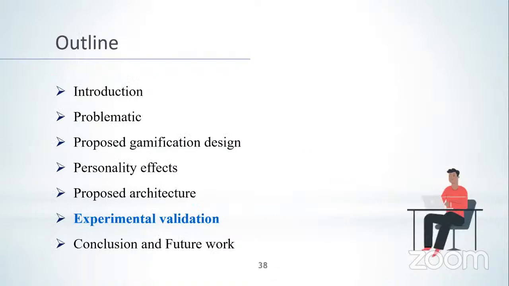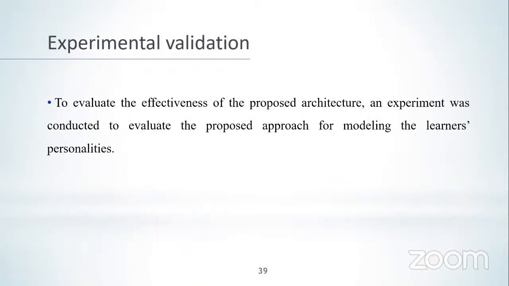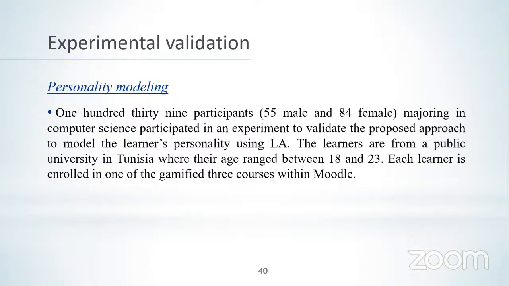Moving to the experimental validation of this proposed implicitly modeling personality. To evaluate the effectiveness of the proposed architecture, an experiment was conducted to evaluate the proposed approach for modeling the learner's personalities. Here, 139 participants majoring in computer science participated in this experiment. So learners here took first.